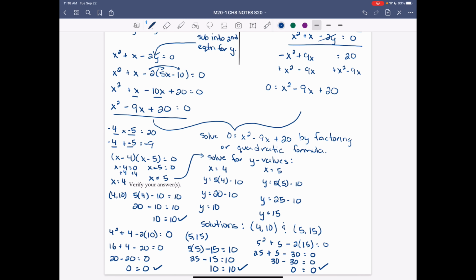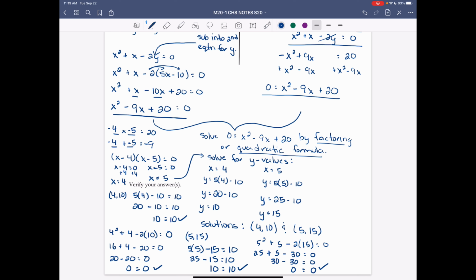So we solved the system algebraically. We did it both by substitution or by elimination. We saw that in both cases we get down to the same singular quadratic equation, and then we need to solve that algebraically either by factoring or using the quadratic formula. In this case I factored. Not all quadratics are factorable, as we know, so sometimes we'd have to use the quadratic formula, or maybe you just prefer the quadratic formula.